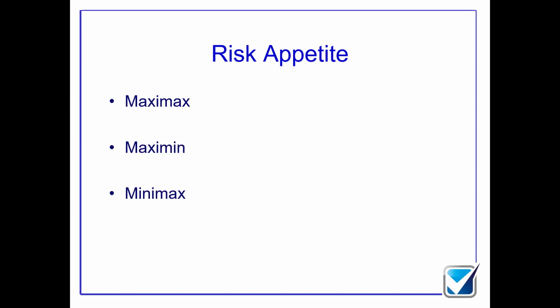What we're looking at today is decision theory part 3, and specifically looking at risk appetite models, which will allow us to look at things such as maxi-max, maxi-min and then mini-max. Now remember, you should have seen these different types of risk appetites in decision theory part 2, and to illustrate this today we're going to have a look at an example.